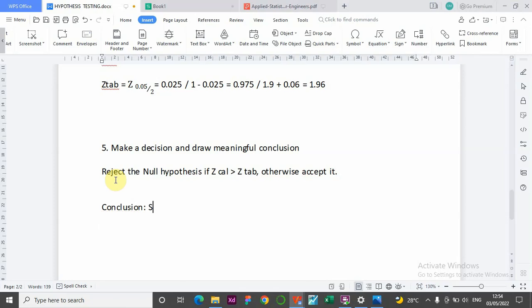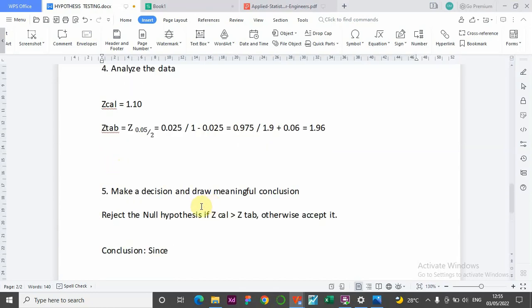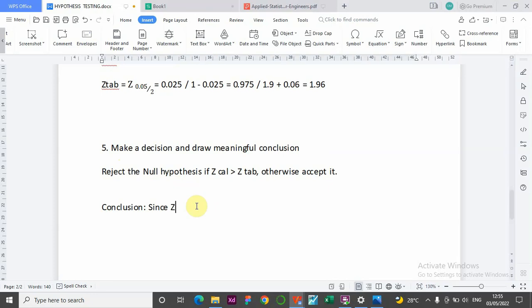So to conclude, since our Z calculated, which is 1.10, is less than the Z tabulated, which is 1.96, we cannot reject, because the Z calculated value is less than the Z tabulated value. So we accept the null hypothesis and conclude that, based on the sample data.